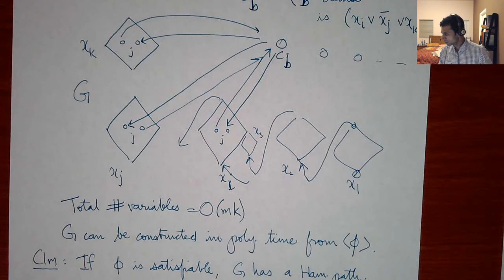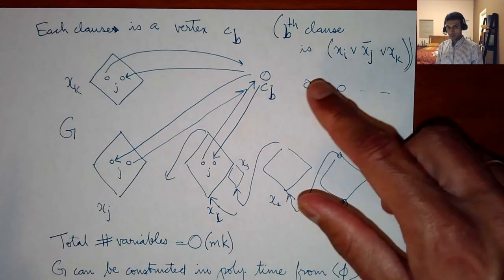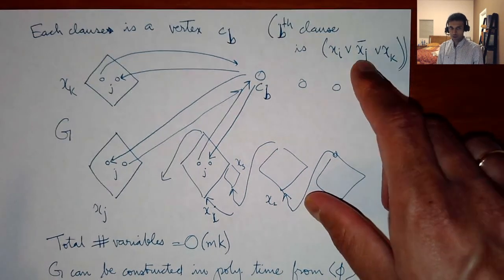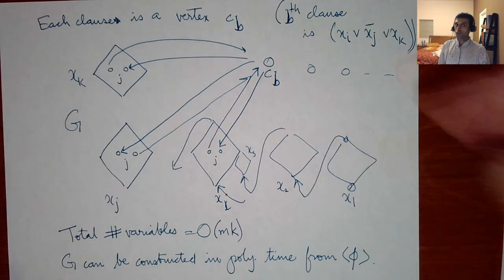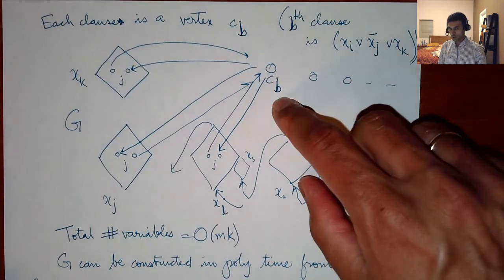So there's only ever one. If a clause is true, there's only ever one path from any of the three gadgets to the clause. Is that correct? No. Let's take this clause over here. Let's say the satisfying assignment made xi true, xj false, and xk true. Then that gives you three options to visit the clause vertex.